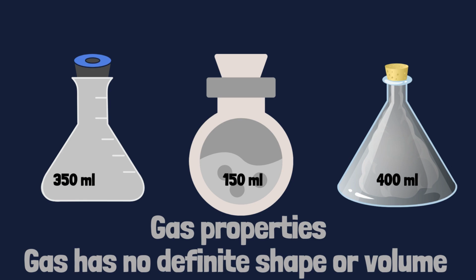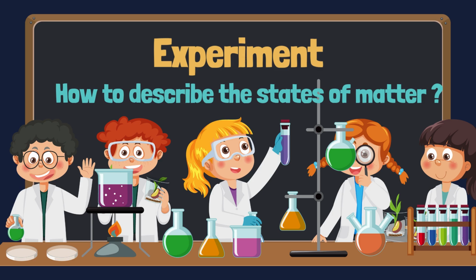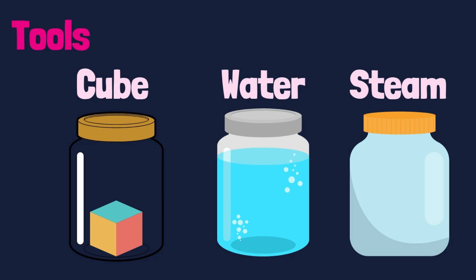So now it's time to do an experiment to show us what we said, to describe the states of matter. Okay, we need tools, as we have three containers.